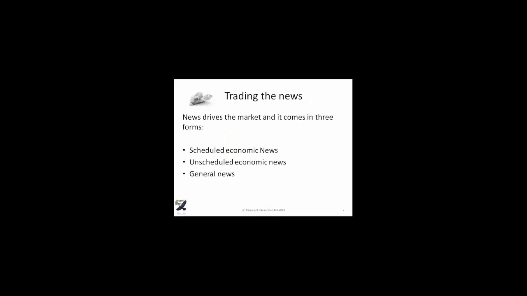As far as traders are concerned, news comes in three varieties. Scheduled economic news, such as regular updates from the Bank of England or announcements on GDP, for example. Unscheduled economic news, when something happens of an economic nature or a speech by a politician or banker. And then general news, big events that are large enough in effect to move the markets.